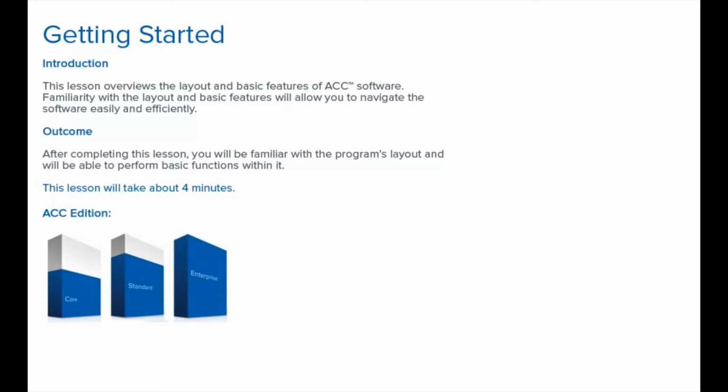This lesson overviews the layout and basic features of ACC software. Familiarity with the layout and basic features will allow you to navigate the software easily and efficiently. After completing this lesson, you will be familiar with the program's layout and be able to perform basic functions with it. To open the ACC software, double-click the desktop icon or select the program from your Windows Start menu.